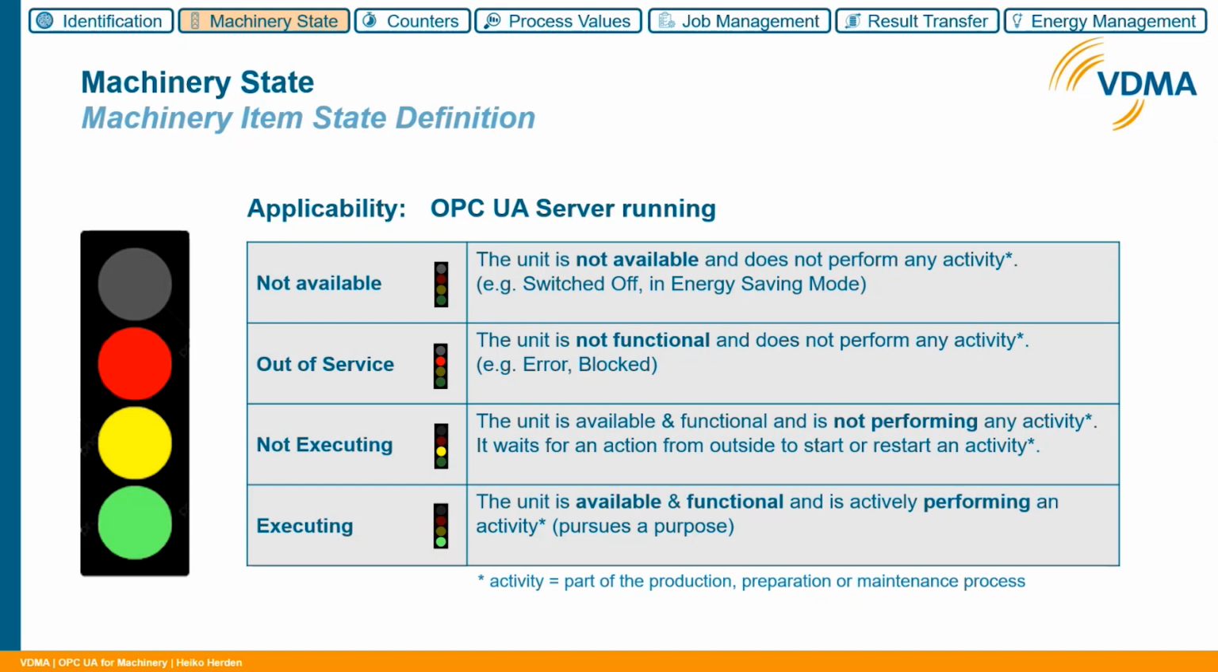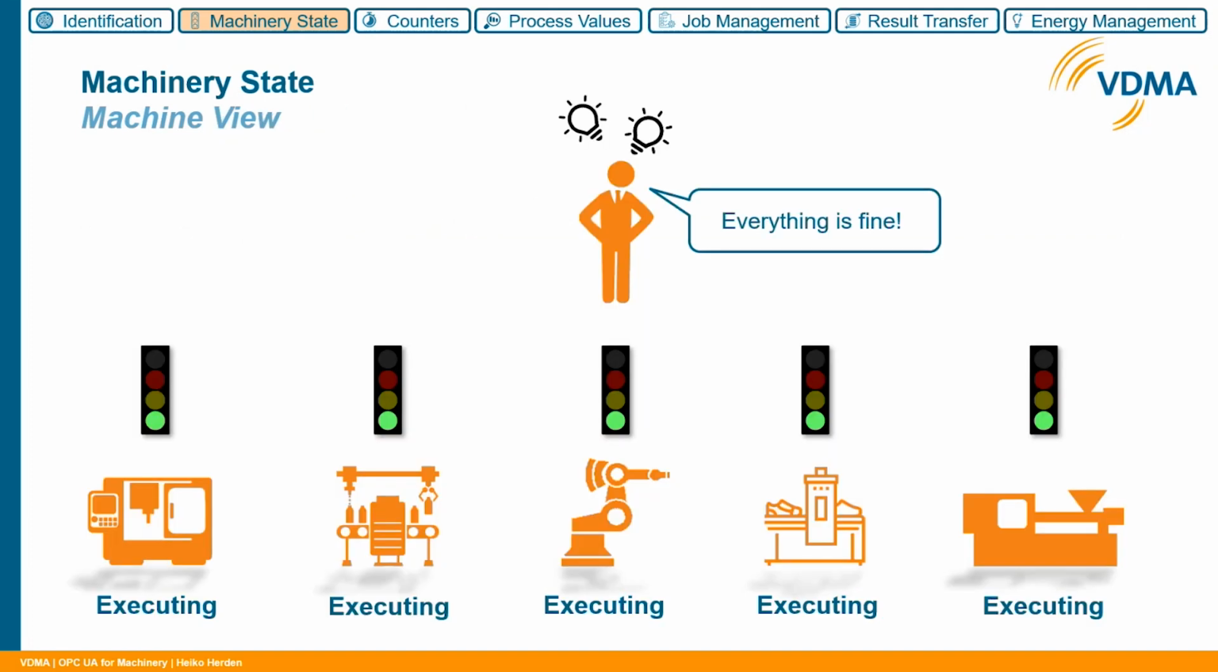Then we have the state not executing, which means the unit is available. And this time it's also functional, but it's still not performing any activity. It might start or it might wait for something, like that a job is sent there or that some action takes place from inside or outside. And then there is, of course, the executing state, which now means that the unit is available, the unit is functional, and it's actively performing an activity. And if we now go back to the picture of the person wondering what all these states mean, this person now has clarity.